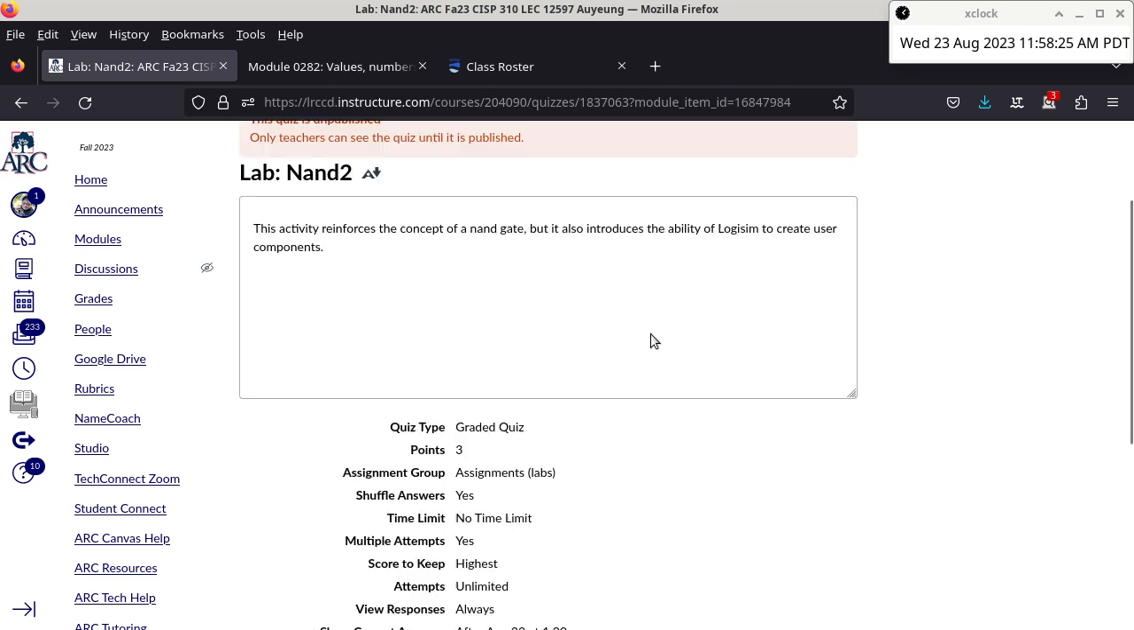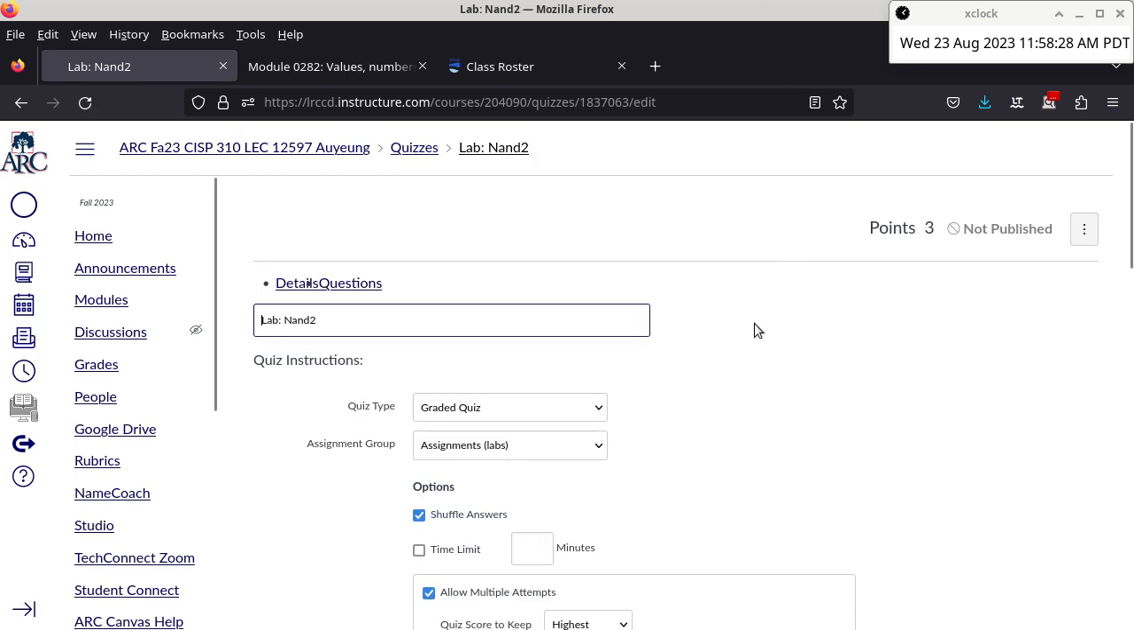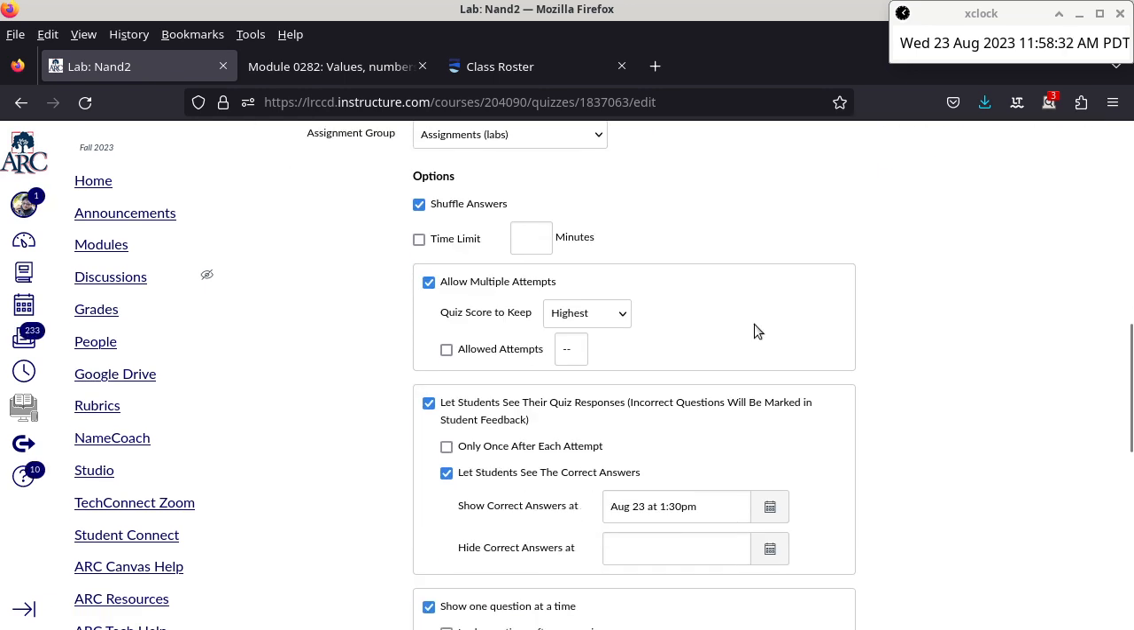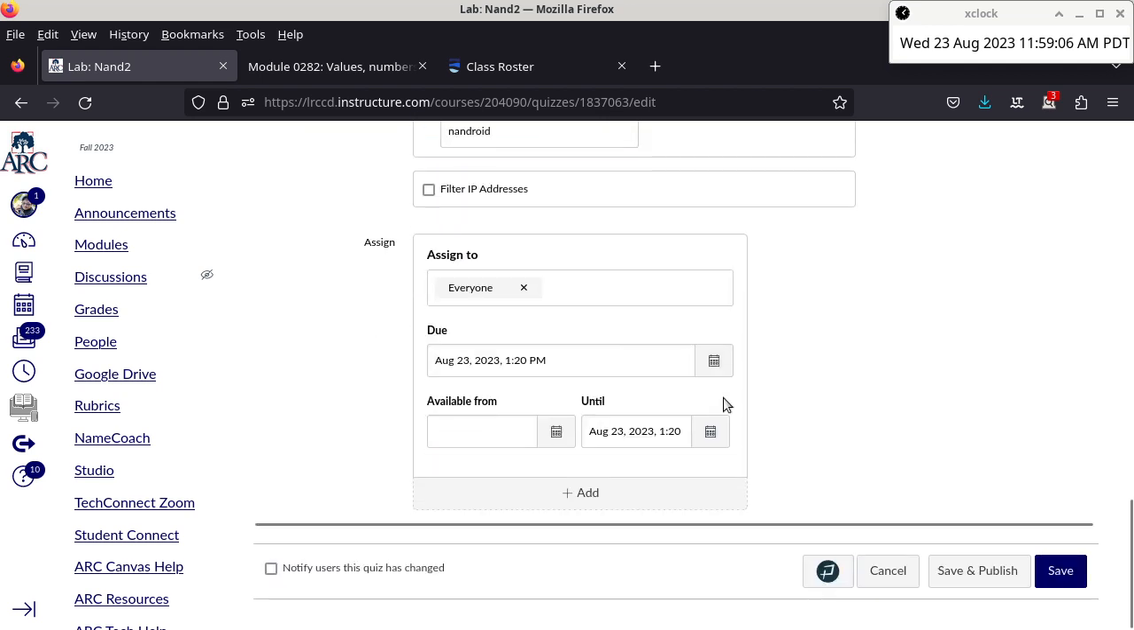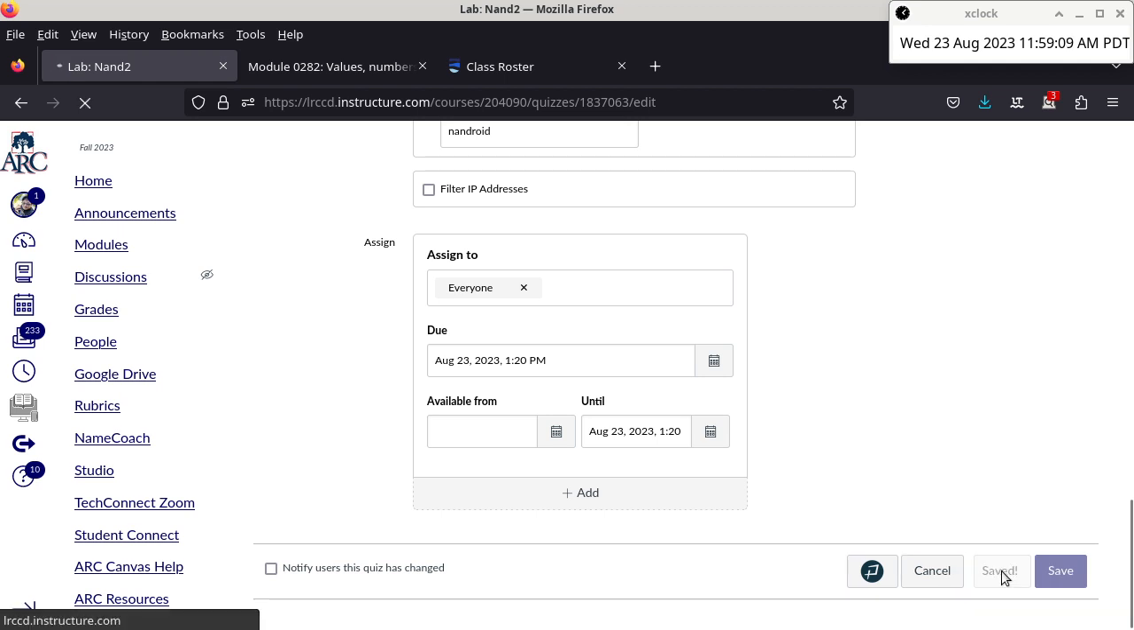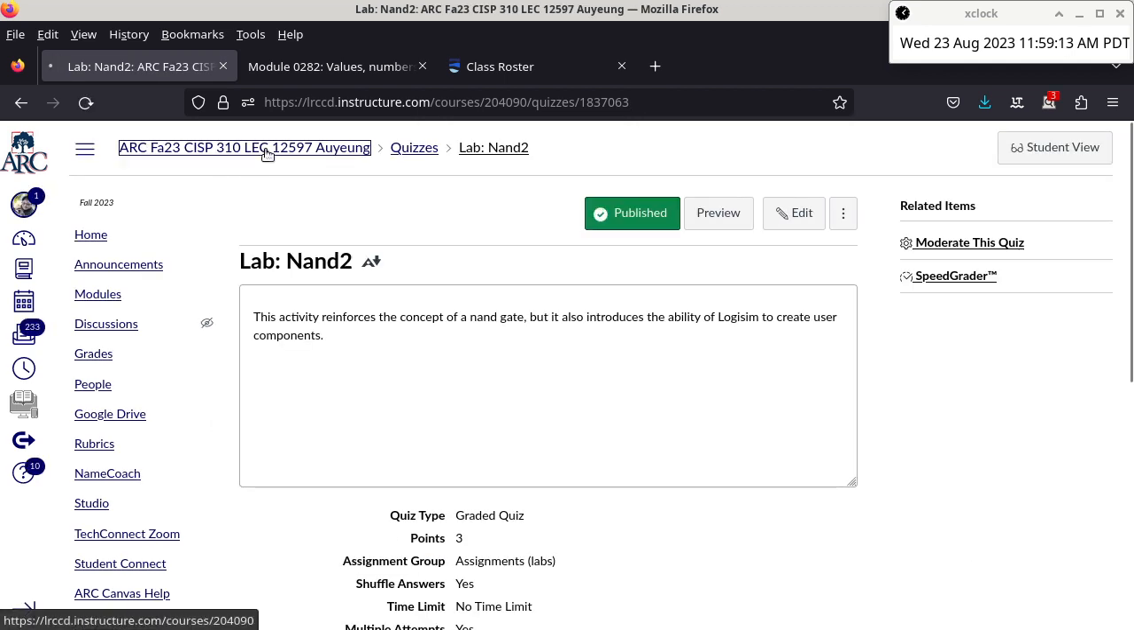And I turned off one particular feature that maybe some people used on the other day. With this one, I made it so that the correct answer will not be disclosed until the end of the lab section, because I think a few people used that feature to figure out all the correct answers for the first lab, which I would equate to not as much shooting yourself in the foot, but close. Because that means you don't have to think about it to find the answer. So this one is not going to give you the right answer, at least not right away. And it's due at 1:20. So I'm going to save and publish this one. So now you should be able to see it and get started with this one.